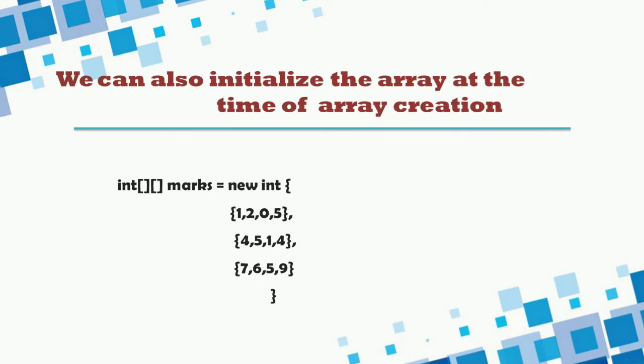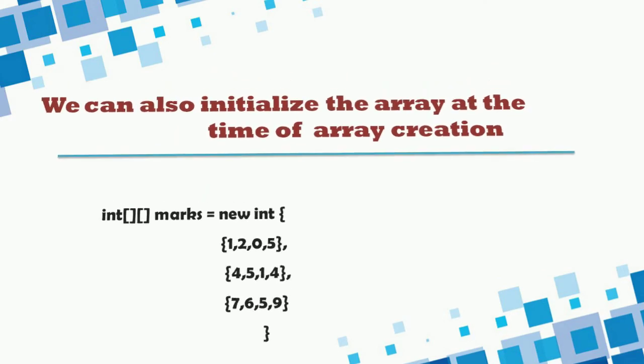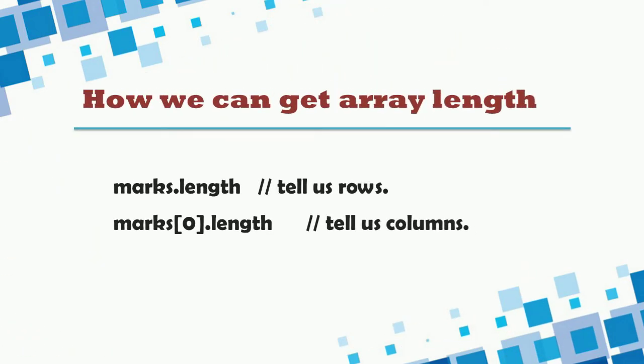We can also initialize the array at the time of array creation. At the time of array creation itself, we can initialize the values here. It has been shown here. So like this, you can specify the array. But here commas are required after each brace that closes off a row, except in the case of the last row. So we have to be very careful while initializing the values.